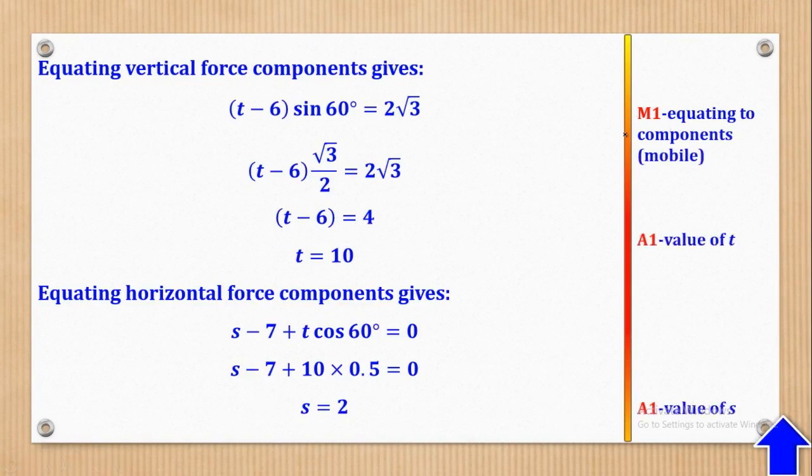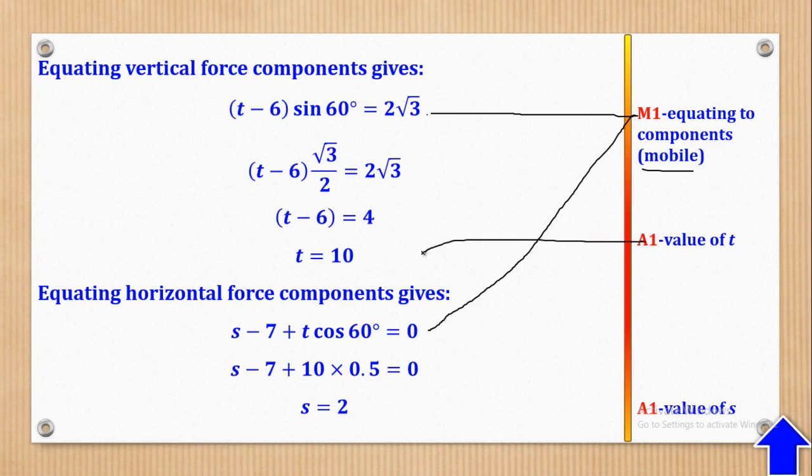For the next slide, M1 is for equating to the components. But remember, it is marked as mobile. Mobile means this M1 can be put at this step, or it can be put at this step. So A1 is for you to get the value of T, and another A1 is for you to get the value of S. So basically that's how the 6 marks could come about.